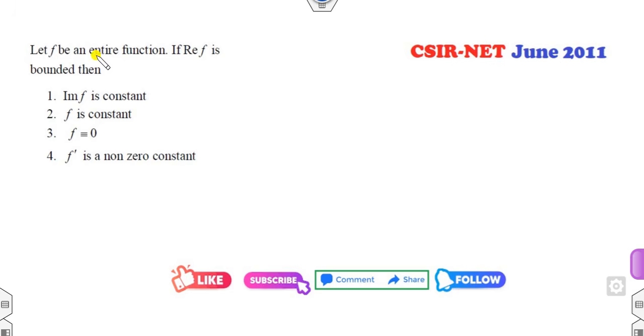Okay. f is an entire function. It is not given whether it is constant or non-constant. f is entire.